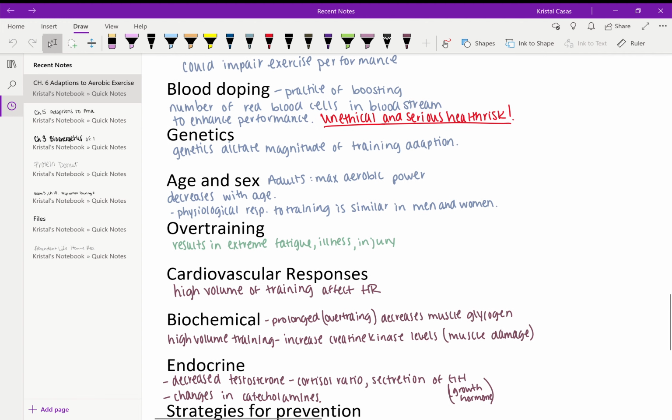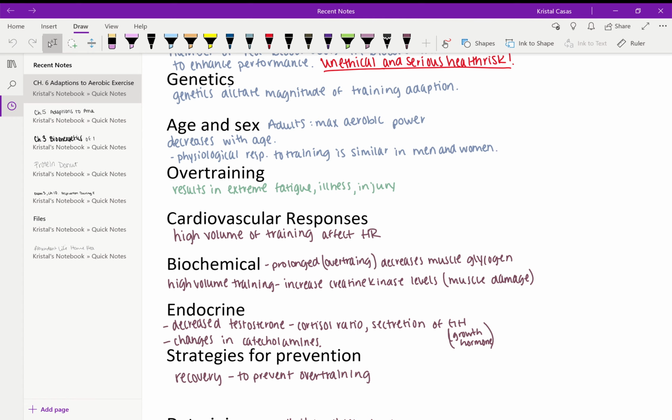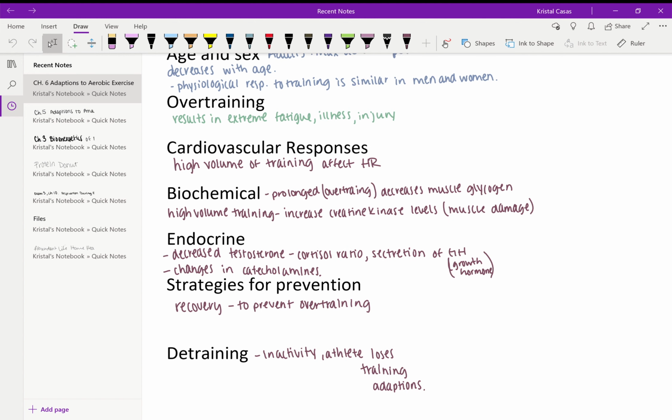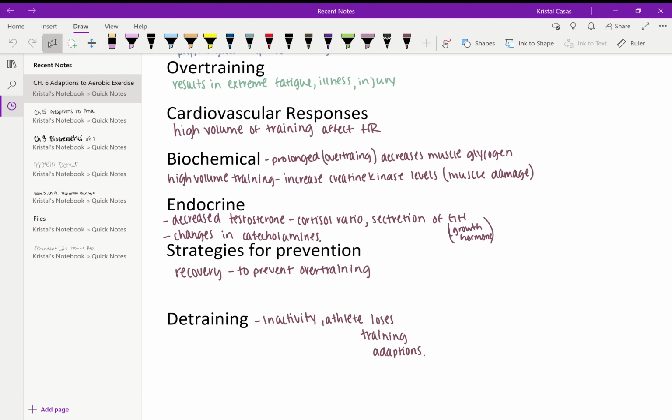Genetics dictate the magnitude of training adaptation. Adults' max aerobic power decreases with age, and the physiological response to training is similar in men and women. Overtraining results in extreme fatigue, illness, or injury. Cardiovascular responses: a high volume of training affects heart rate. Biochemical: prolonged overtraining decreases muscle glycogen.